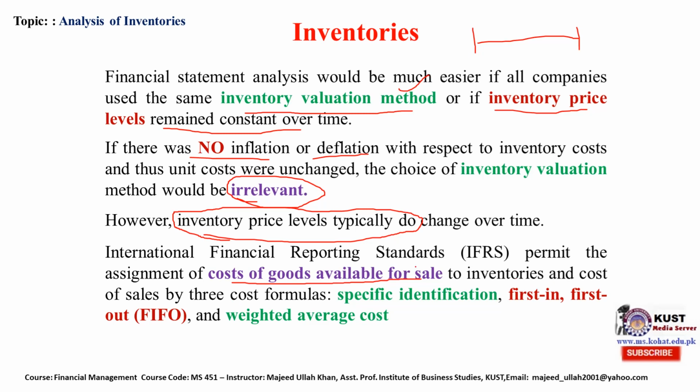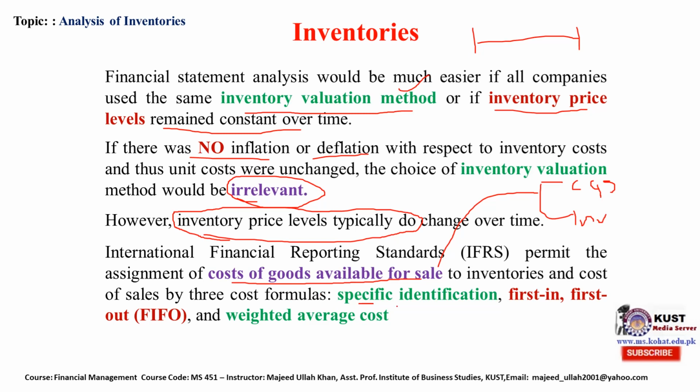Cost of goods available for sale will be allocated to further accounting heads. What is called cost of goods sold, which we call cost of sales or cost of goods sold. Secondly, it would be assigned to inventories. But this allocation is based on formulas.